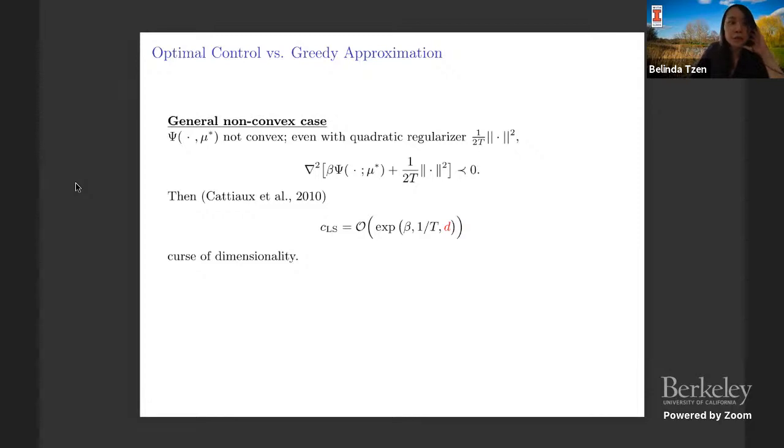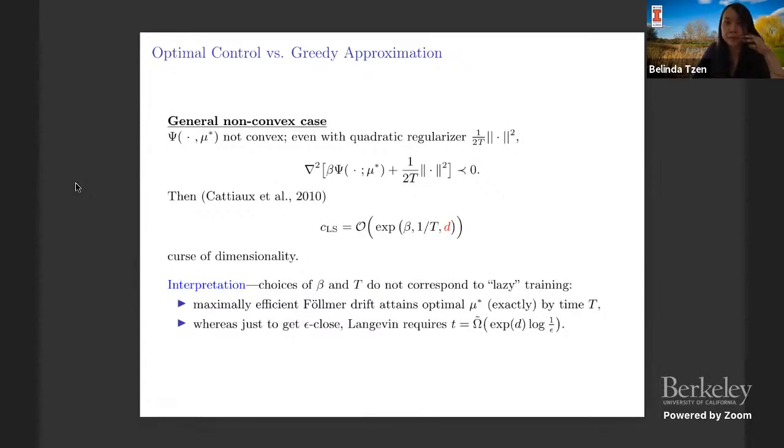We get convergence pretty fast. And on the other hand, if this potential, even with the quadratic regularizer, is not convex, then life will be hard. The log-Sobolev inequality will incur a cost that will be of size exponential in dimension. And what does that mean? Well, that just means that here the choices of beta and t do not correspond to lazy training, in the sense that Fulmer will get you to the optimum exactly by time t, but just to get epsilon close, so we're not even talking exactly, just epsilon close, Langevin will require an additional factor of exponential in dimension amount of time to get there. And that's kind of what we would expect if this quadratic regularization, corresponding to this entropic regularization with respect to the Gaussian, is pretty weak.